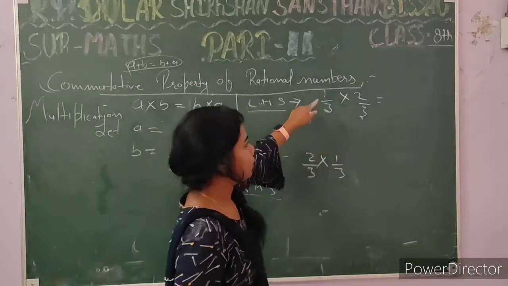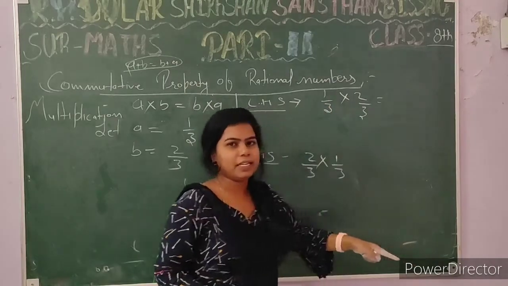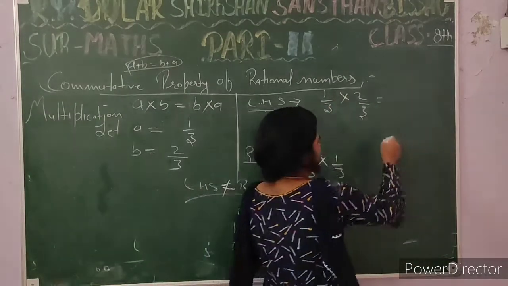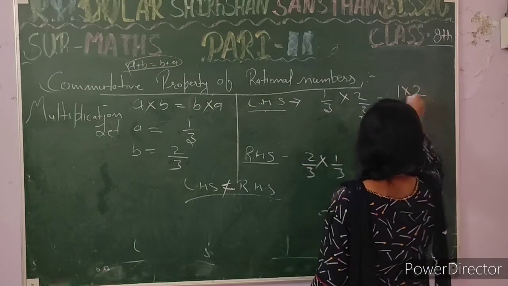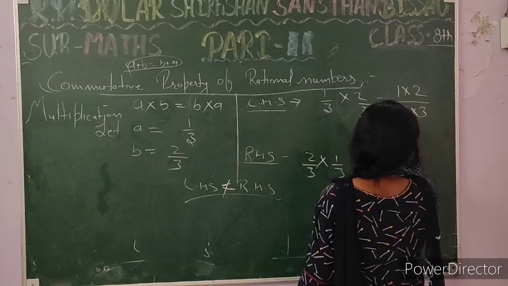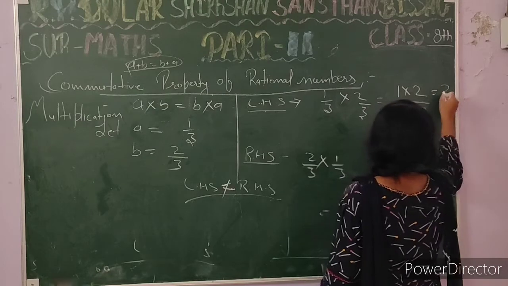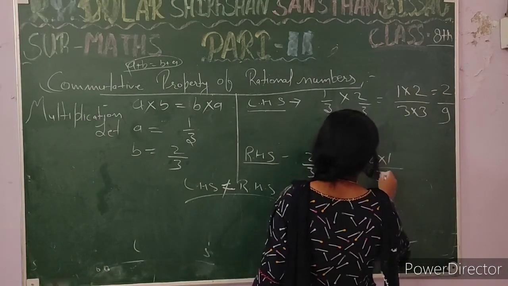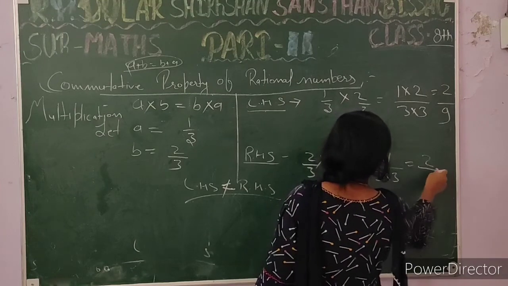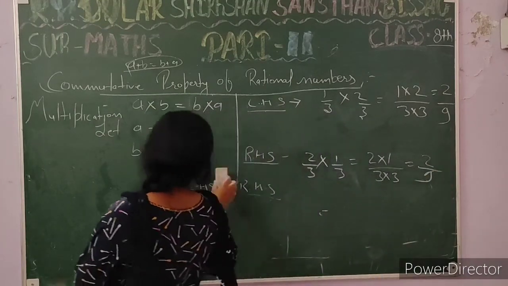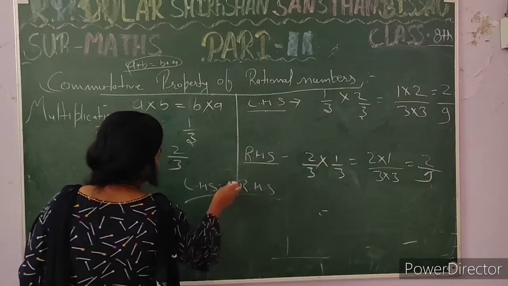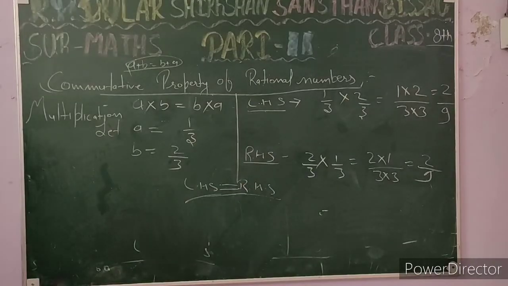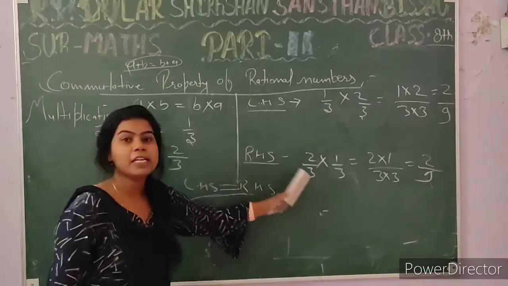So in this question we have to multiply numerator to numerator and denominator to denominator. Then 1 multiplied by 2, and 3 multiplied by 3, so it becomes 2 by 9, and on the other side 2 multiplied by 1, 3 multiplied by 3, it becomes 2 by 9. Students, look carefully. LHS and RHS sides are equal. So we can say that the commutative property for rational numbers will be satisfied for multiplication.